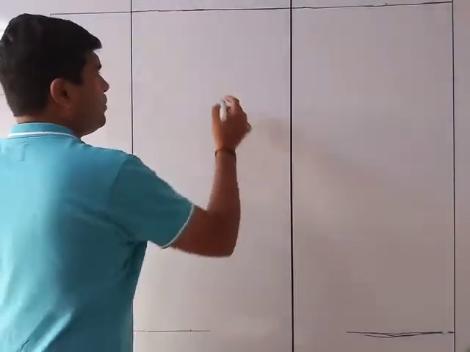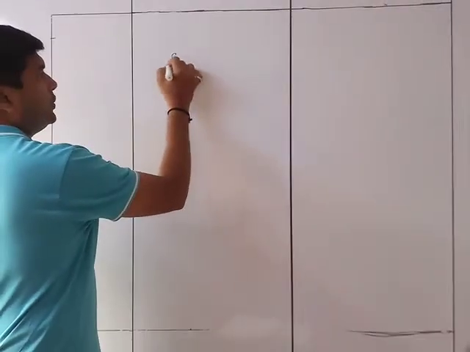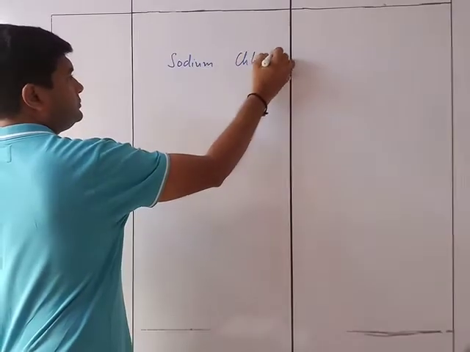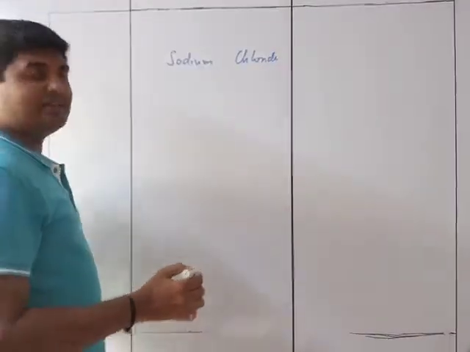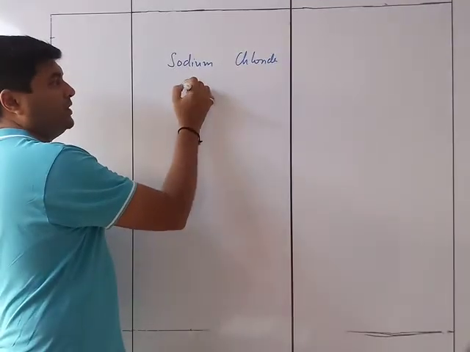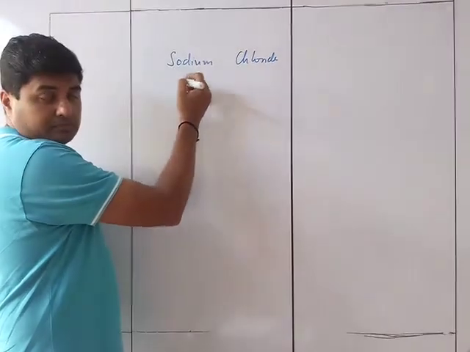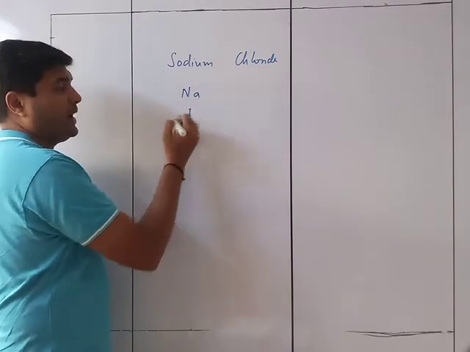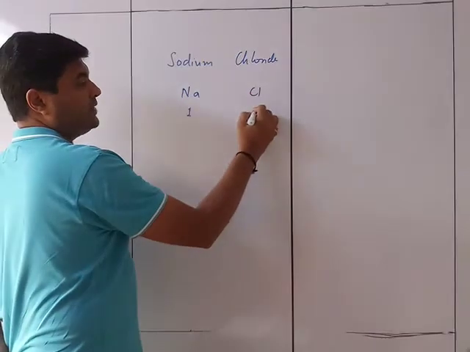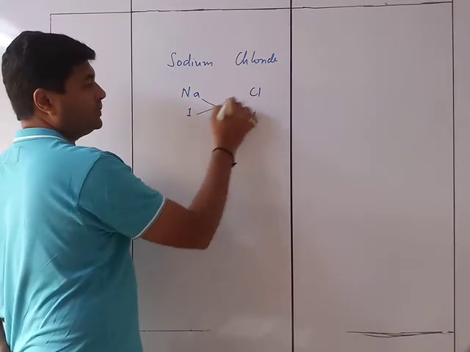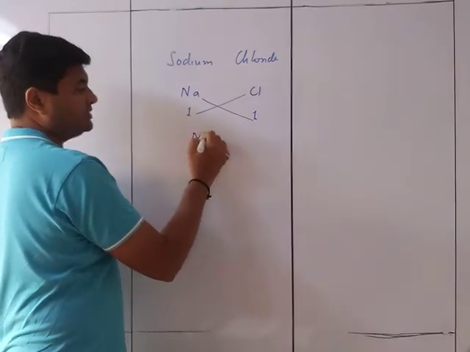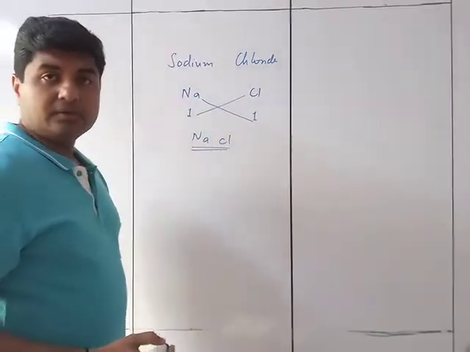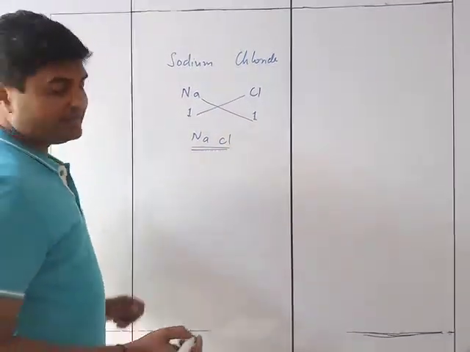Like suppose I want to name sodium chloride. What I'm going to do is just write the symbol over here with the radical, with the valency. So it will be Na. Valency is 1. This is Cl with a valency 1. Now you just cross multiply, both are 1, so it just becomes NaCl. Okay, that is NaCl.